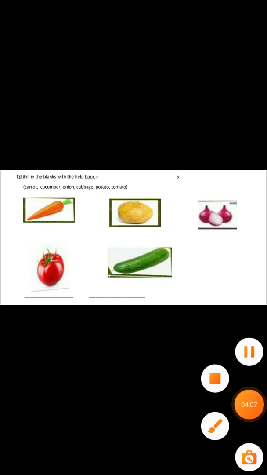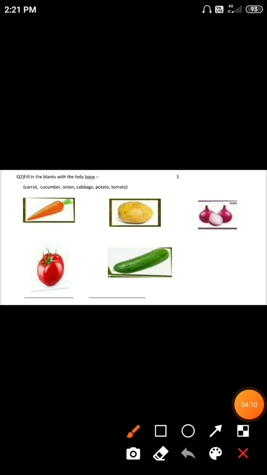Then see the second heading, fill in the blanks with the help of the box. Inside the box, carrot, cucumber, onion, cabbage, potato and tomato are there. So you have to write the correct word. The first picture, which picture is it? It's a carrot. So you have to write it here, carrot. C-A-R-R-O-T, carrot.